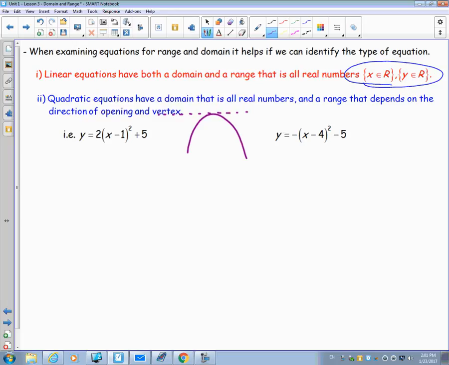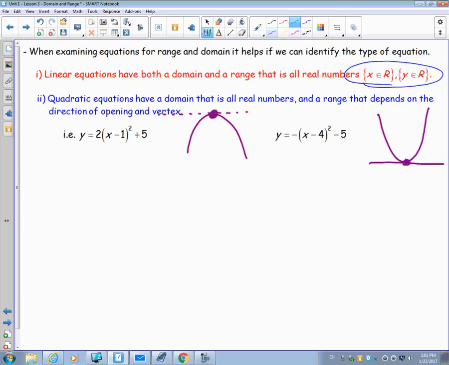If it opens down, it's going to reach a maximum, a highest. If it opens up, it's going to reach a minimum, a lowest, a vertex, in other words. So if we can figure those things out, we can figure out the domain and range really quickly. We have to recognize our parabolas.